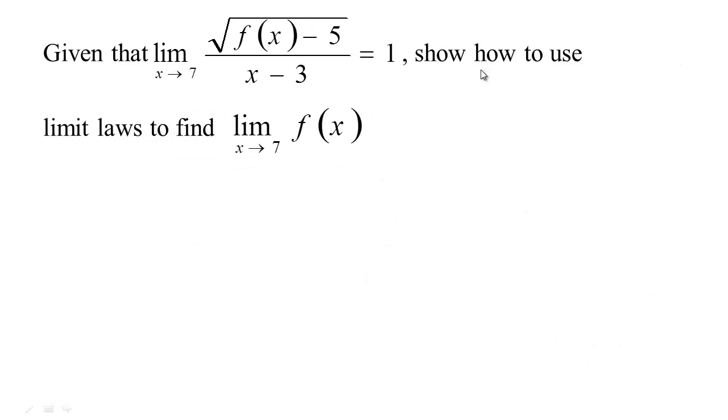Now here's a problem that I'd like you to try on your own. In this case, we're given what the limit of the complicated thing is. What we want to do is just find the limit as x tends to 7 of f of x. So our idea is to use limit laws to try to get within this expression the limit of f of x alone. Then we'll be able to solve for that quantity. So why don't you give that a try, and then I'll have the solution in the next video.